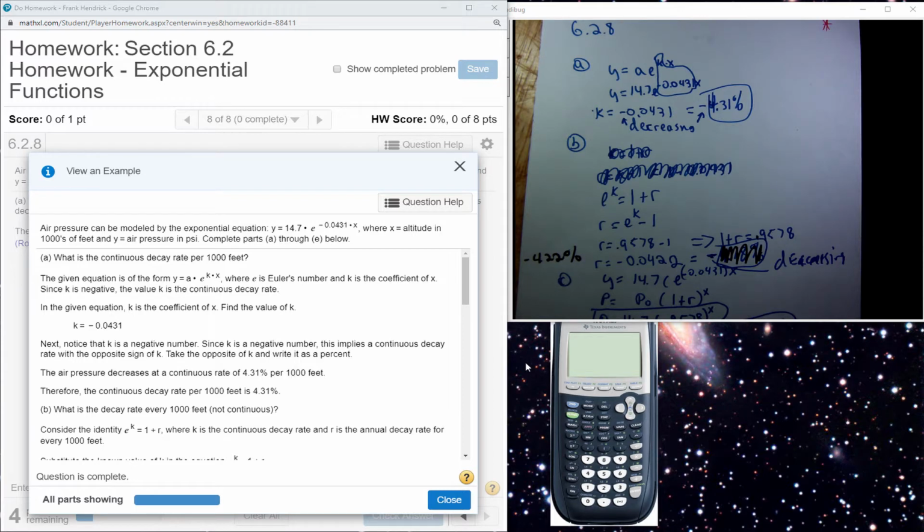Now for this one here, they're asking us to find the air pressure. This is problems chapter 6, section 2, problem 8. Air pressure can be modeled by the exponential equation y is equal to 14.7 times e raised to the negative 0.0431 times x, where x represents altitude in thousands of feet, and y is air pressure. Complete parts A through E below.